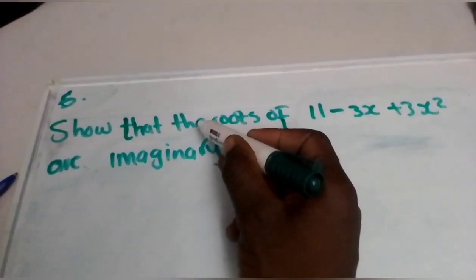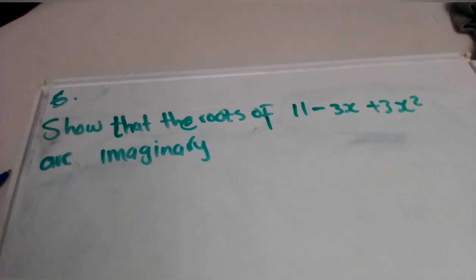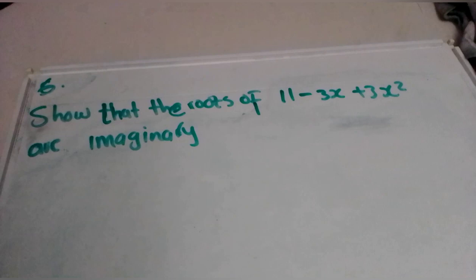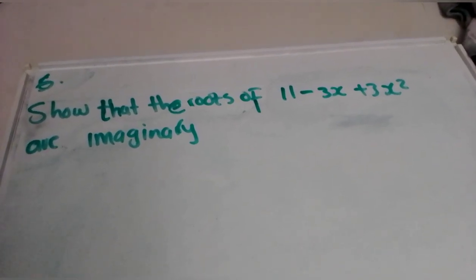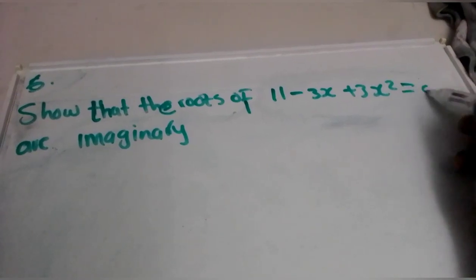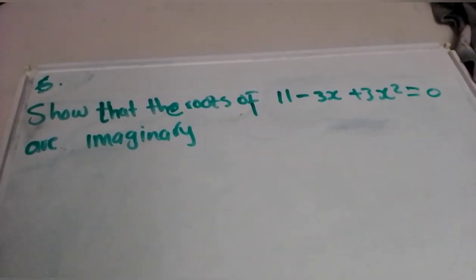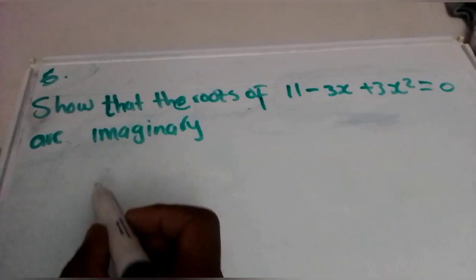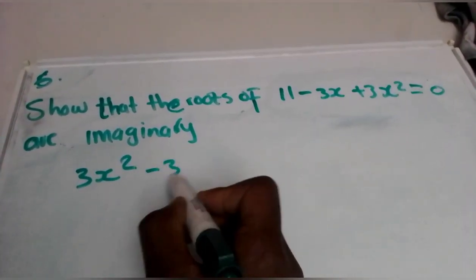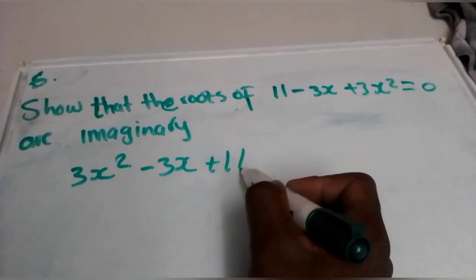Here's the sixth one. They say show that the roots of 11 minus 3x plus 3x squared are imaginary. So imaginary talks about non-real. So non-real and imaginary is the same thing. So let me just equate it to 0. I forgot that. So let's make everything to be in standard form. So that's our first step. When everything's not in standard form, it is 3x squared minus 3x plus 11.